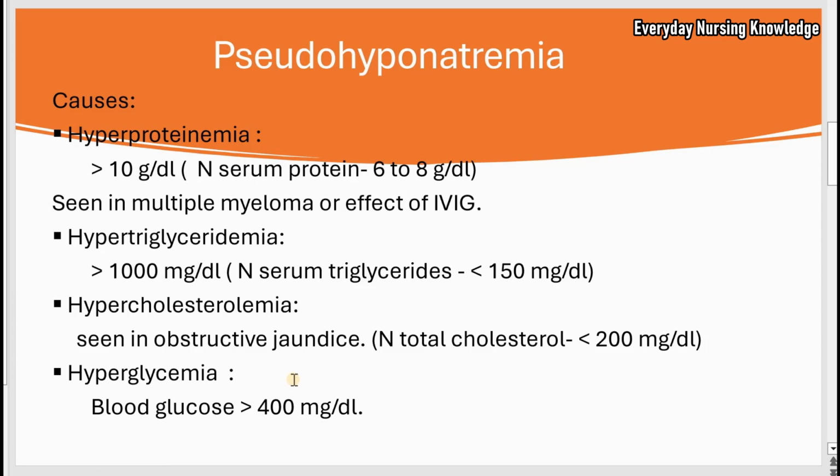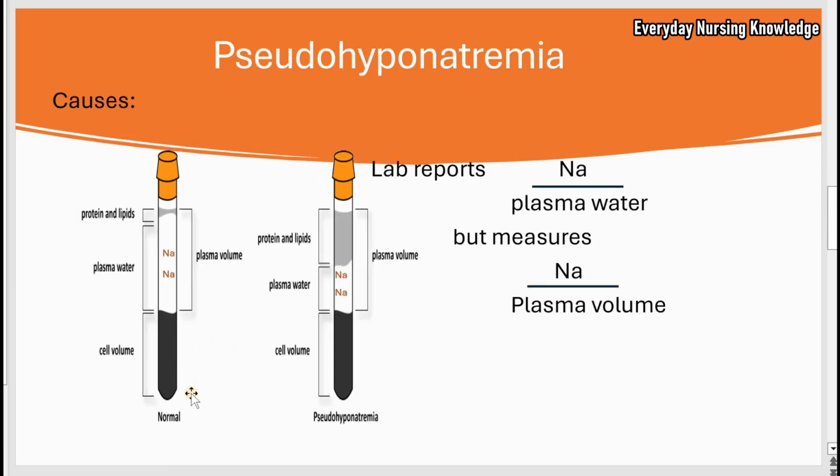Now what causes this lab measurement error? When a blood sample is sent to the lab, this is the blood cells and this is the plasma volume. What the lab reports is the amount of sodium in plasma water. But what the lab equipment actually measures is sodium in plasma volume. The plasma volume has other contents like proteins, lipids, etc. Plasma water and plasma volume are almost the same, just off by maybe 10%. So this is what the lab measures, and they correct it and report it.